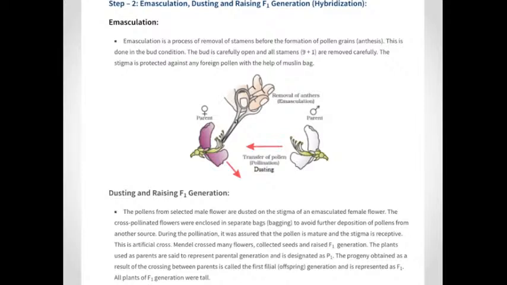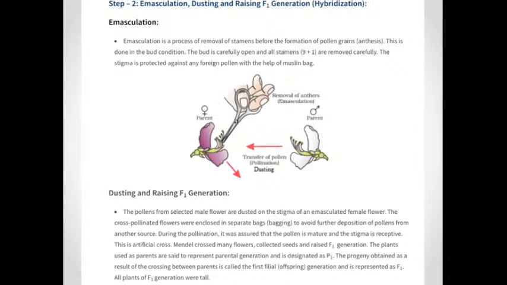Then emasculation, dusting and raising of the F1 generation. Emasculation is a process in which the stamens are removed before the formation of pollen grains. This is done at bud condition. The bud is carefully opened and all stamens are removed carefully. The stigma is protected against any foreign pollen with the help of a muslin bag.